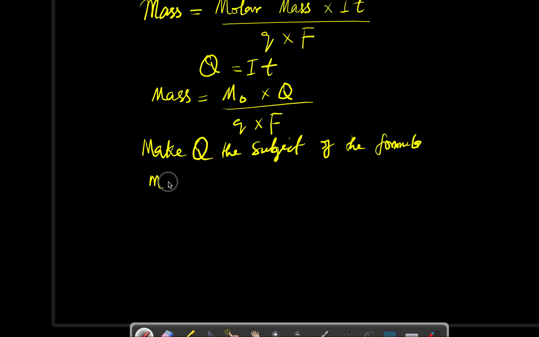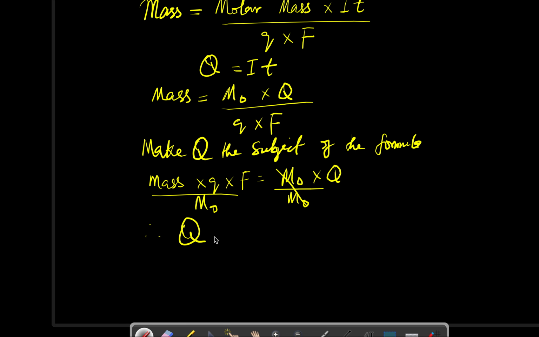So you have mass, I'm going to show you step by step. Mass times Q times F is equal to molar mass times Q. If I divide both sides by this molar mass, the molar mass will cross out. Therefore, Q will be equal to mass times Q times F, Faraday's constant, divided by the molar mass, or that M sub naught.